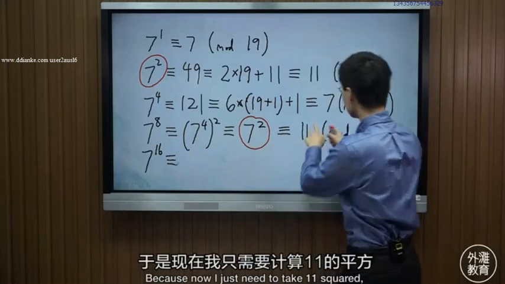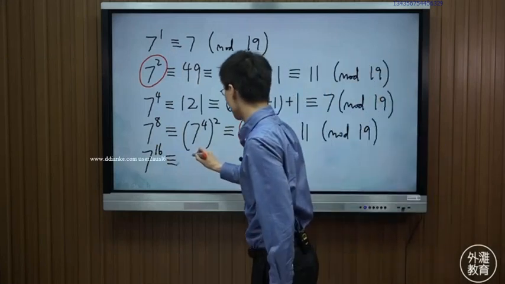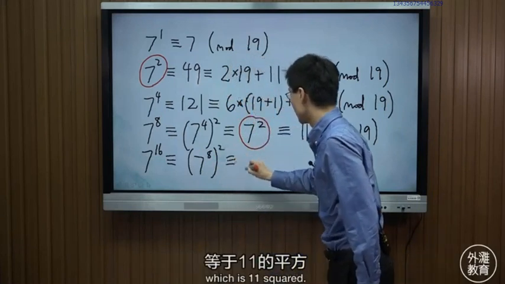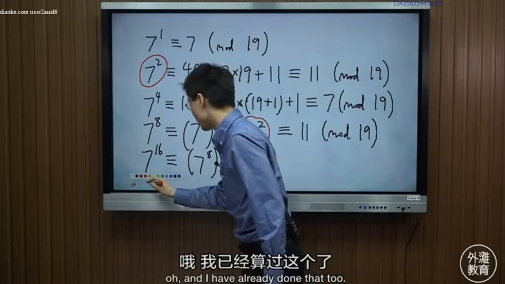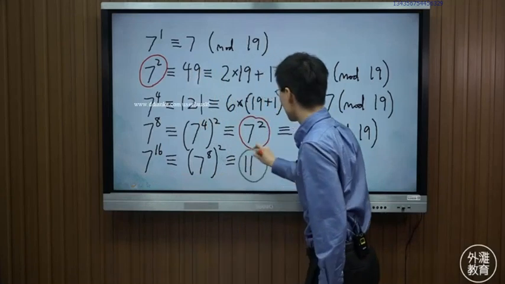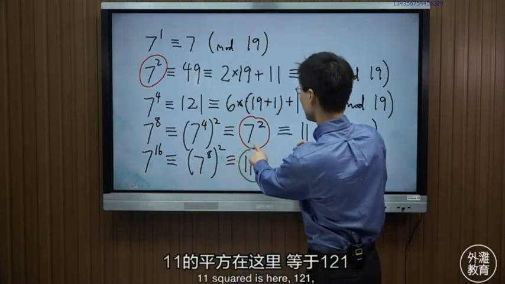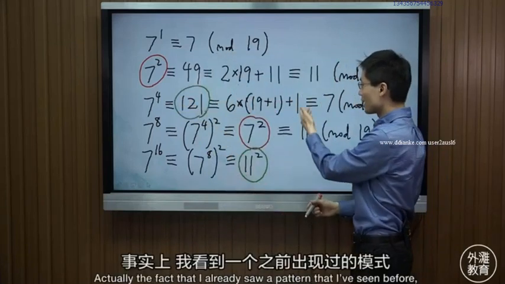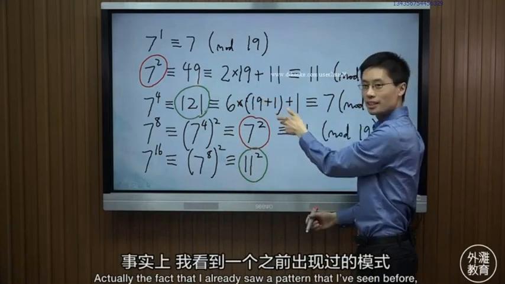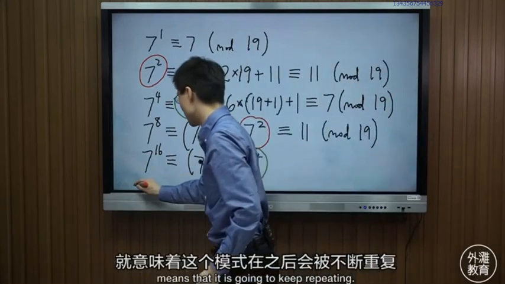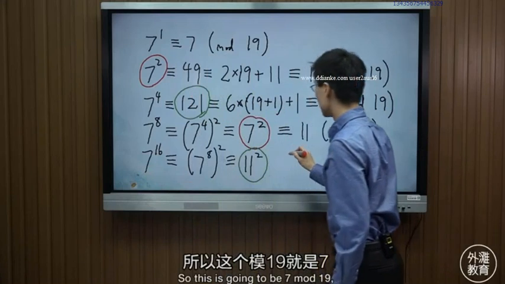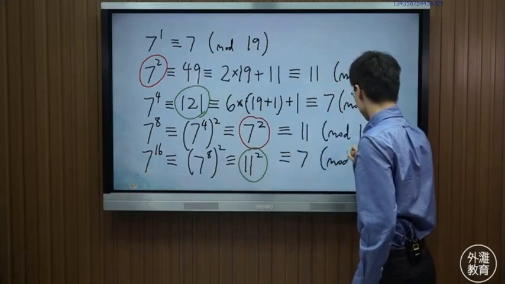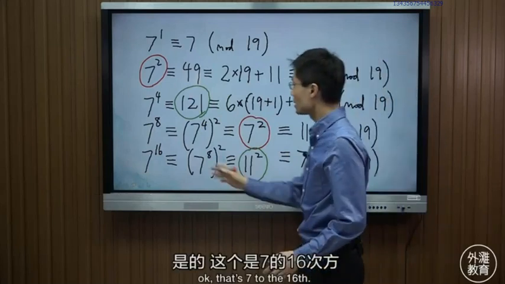Because now I just need to take 11 squared. This is, again, 7 to the 8 squared, which is 11 squared. Oh, and I already have done that one too. 11 squared is here, 121. Actually, the fact that I already saw a pattern that I've seen before means it's just going to keep repeating. So this is going to be 7 mod 19. Okay, that's 7 to the 16.